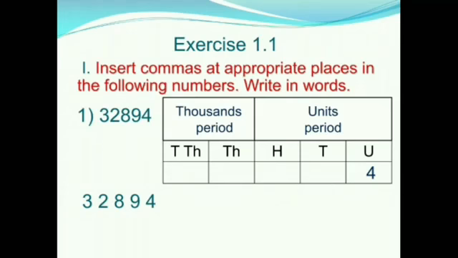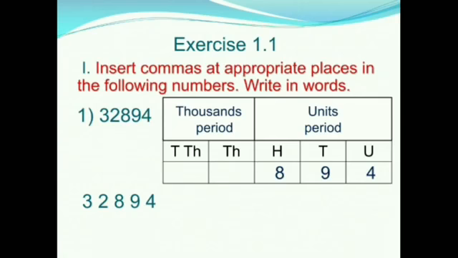Now the second number is 9. Which is the second place in place value table? From right side. Yes, tens place. So we should write 9 in tens place. Which is the third number? Yes, 8 is in the third number. Third place is hundreds. So we should write 8 in hundreds place.